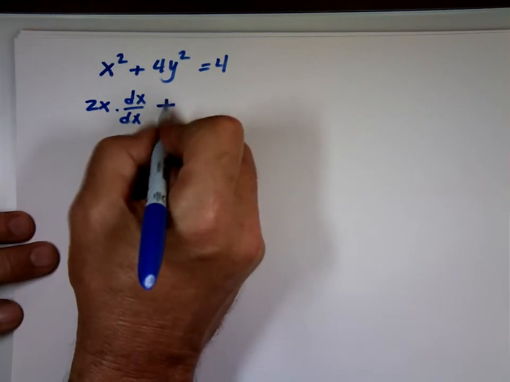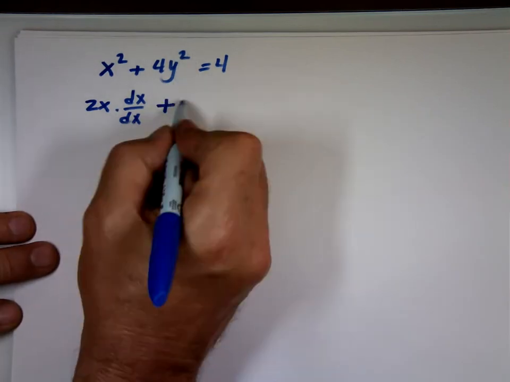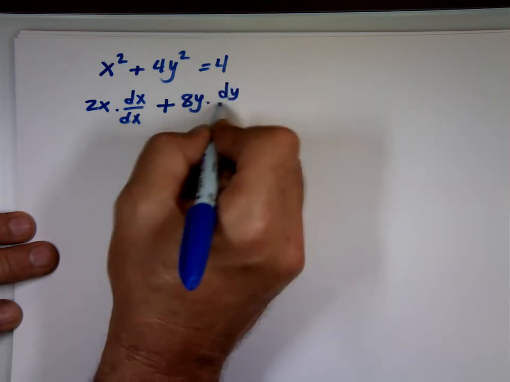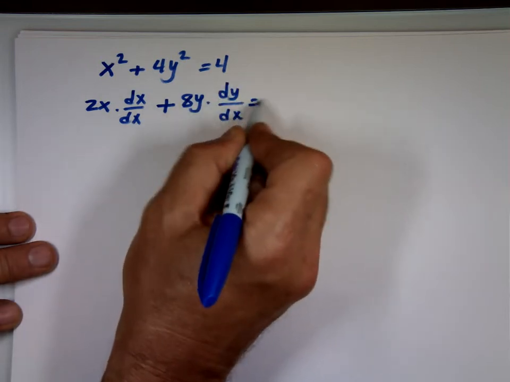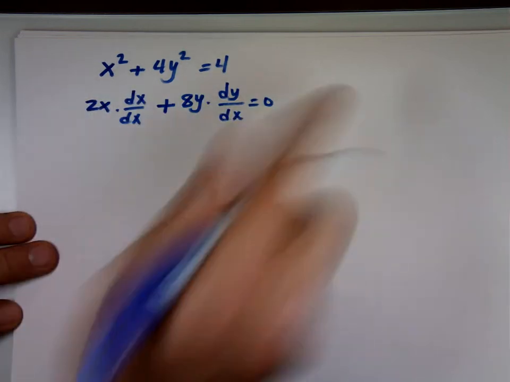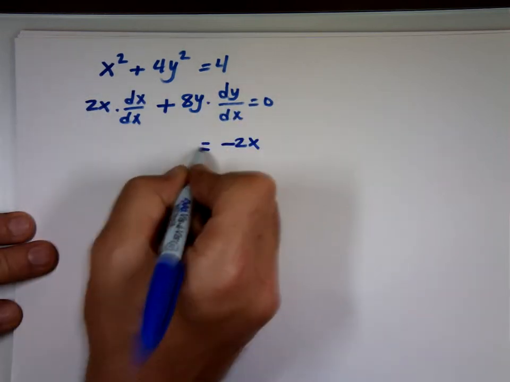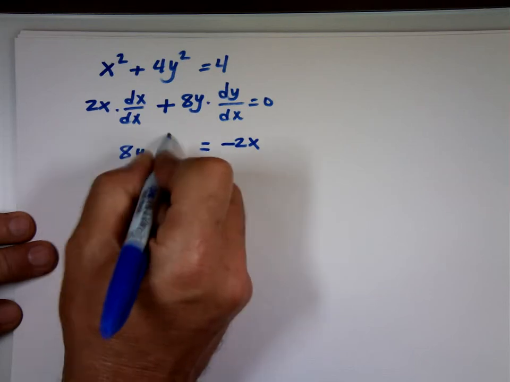Plus this will be what? 4 times 2, 8y times what? dy dx equals what? 0. Move this one there. That's a 1. That's negative 2x equals 8y dy dx.